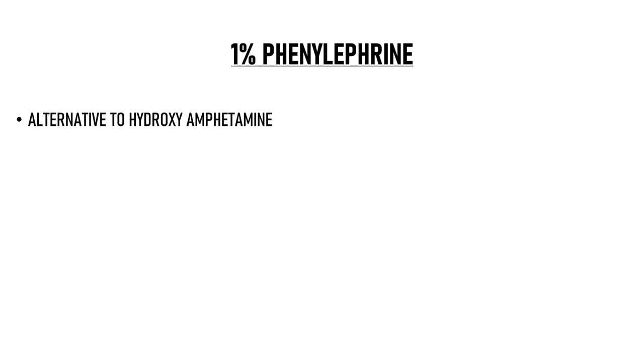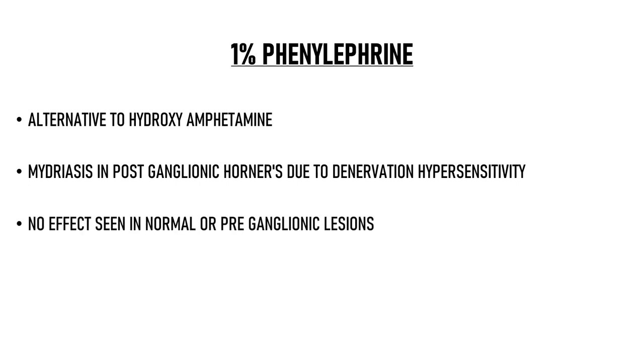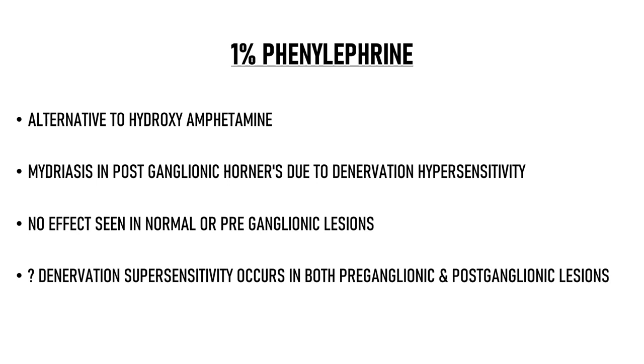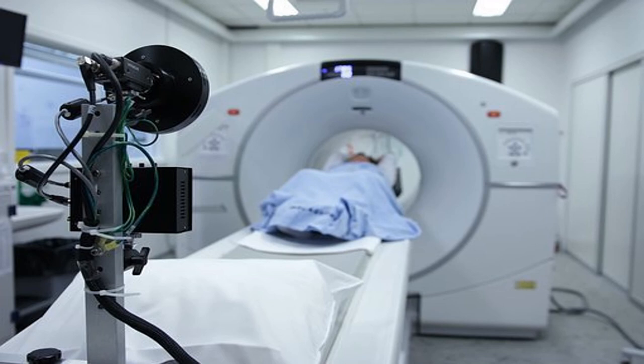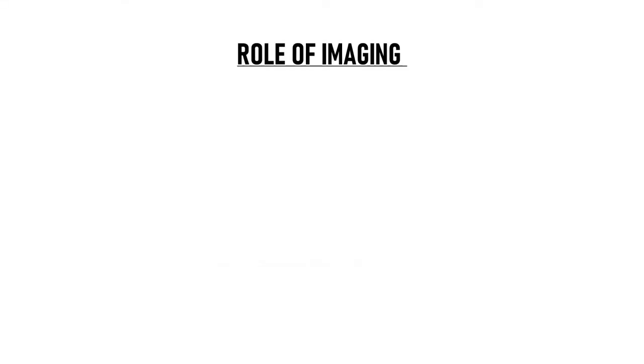Phenylephrine causes mydriasis in postganglionic Horner's due to denervation hypersensitivity, but no effect is seen in normal or preganglionic lesions. However, some people argue that denervation supersensitivity occurs in both preganglionic and postganglionic lesions. Nowadays, to confirm the diagnosis of Horner's and also to save time, especially in the setting of a carotid artery dissection or a malignancy, diagnostic imaging is preferred. Imaging helps in the diagnosis of Horner syndrome in the absence of any localizing signs.